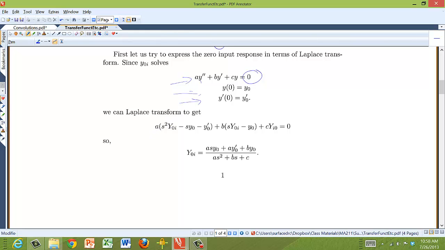Right, so I have my a, and then I Laplace transform my y double prime, and I get an s squared. I've used capital Y0i to be the Laplace transform of the zero input response. Okay, so I'd get s squared times the Laplace transform of y minus s y(0) minus y prime(0) plus and so on, just like always, right? And then I solve for the Laplace transform of the zero input response here. And I get this expression, something that involves the initial conditions and something that involves only parameters from the system on the bottom, okay?